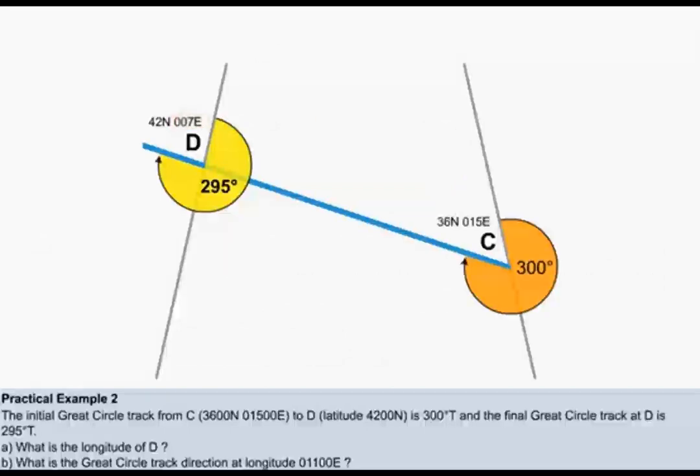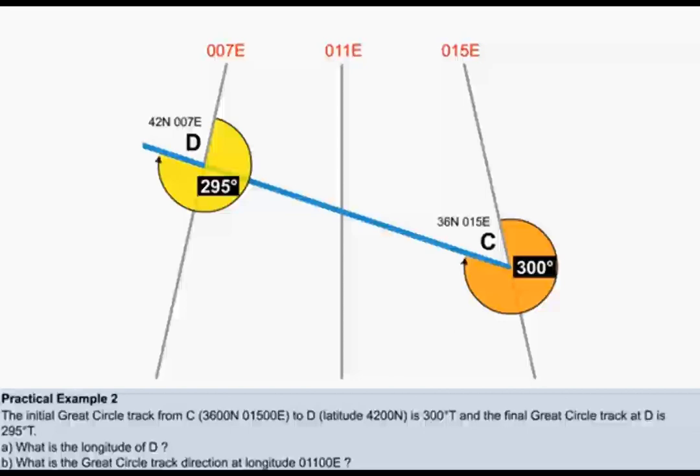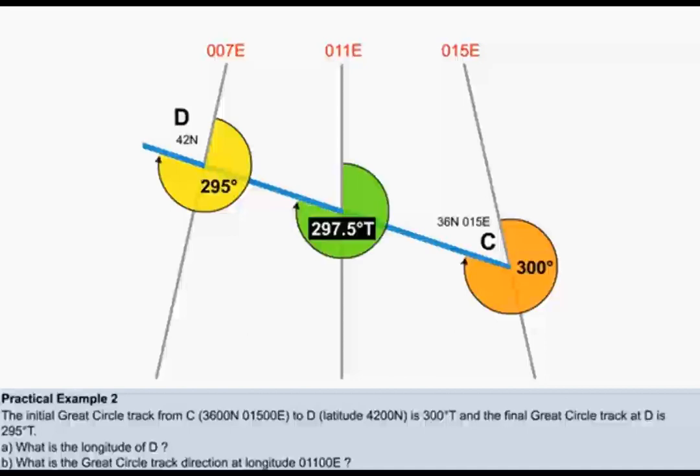The next question is, what is the great circle track at 11 east? Draw it in. 11 east is 4 degrees east of 007 east, and it is 4 degrees west of 15 east. Therefore, it must be the mid-meridian, as it's halfway between the meridians C and D. So if the track is 300 at the start and 295 at the end, what will it be exactly halfway? 297.5 degrees true.